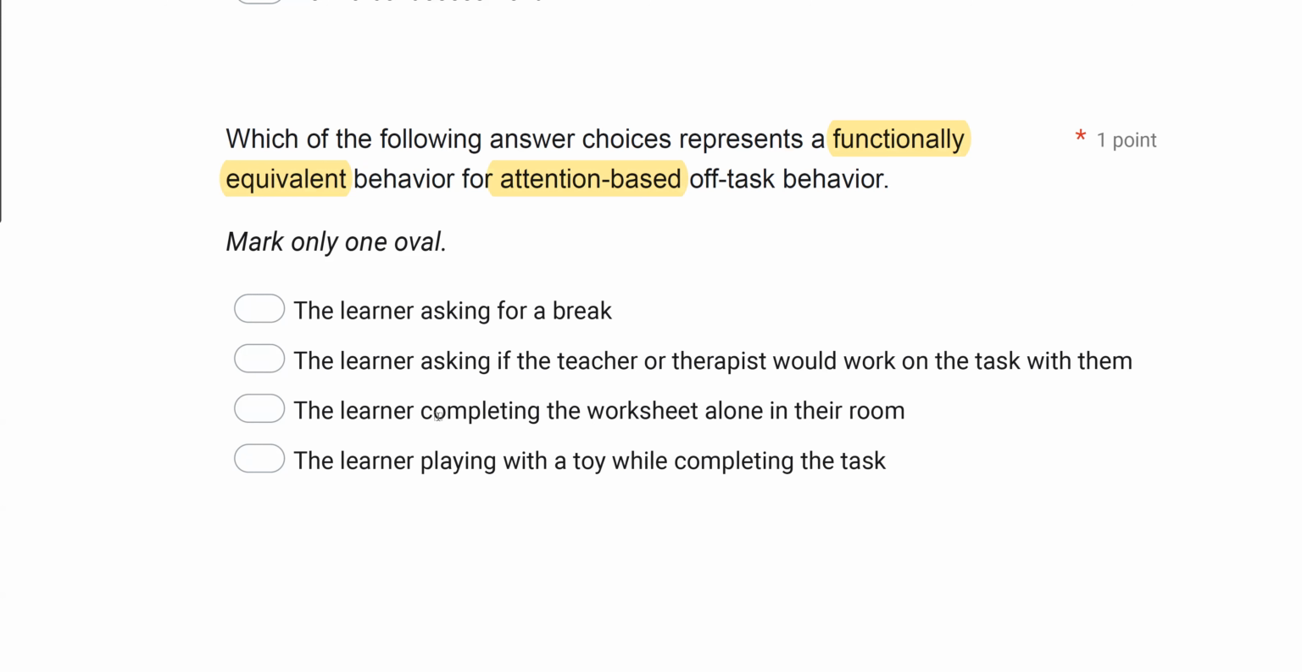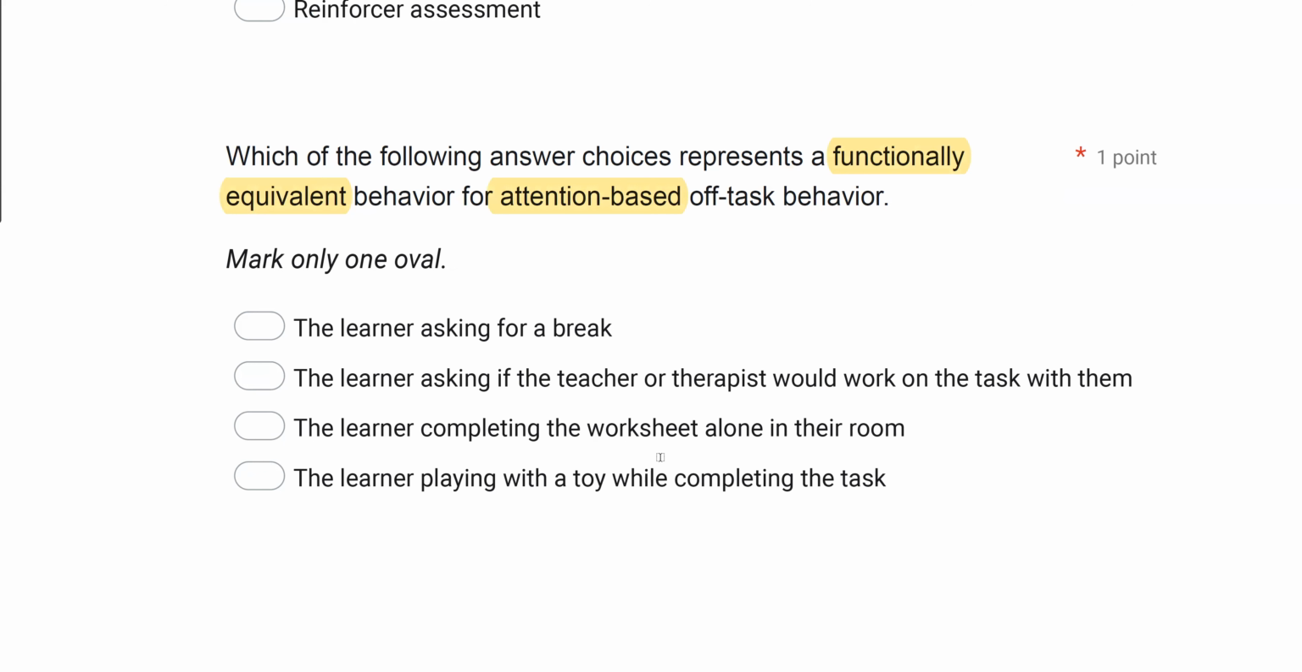Read all of your answer choices. C, the learner completing the worksheet alone in their room. Well, being alone is not going to give them attention. That's not functionally equivalent. And then D, the learner playing with a toy while completing the task. Playing with a toy, they're playing with a tangible, they're not getting attention. The best answer that most represents attention-based behavior is going to be B, the learner asking if the teacher or therapist would work on the task with them. So whenever you're looking for a functionally equivalent behavior, look for a behavior that matches the function of the old behavior.